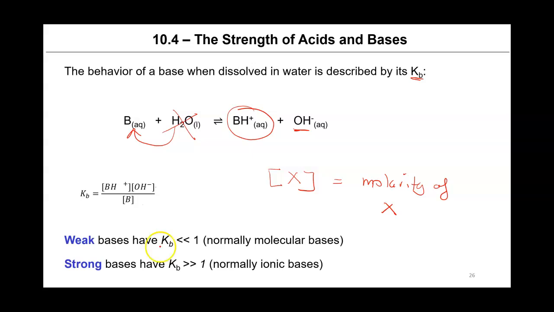So weak bases, which are normally molecular species, will have Kbs a lot less than 1, and strong bases, which are normally ionic species, will have Kb much, much greater than 1.